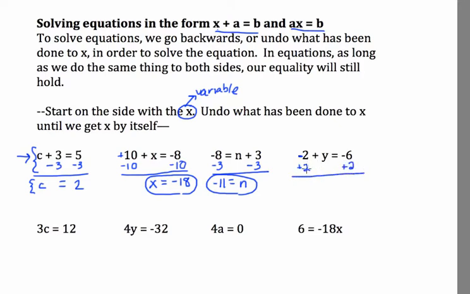Negative 2 plus 2, that's gone. So I have y. Bring down my equals. Then negative 6 plus 2, think money. You're 6 in the hole. You get 2 back. You're still in the hole, but only at negative 4. Y equals negative 4. Again, I'm checking for this work, not even so much the answer.